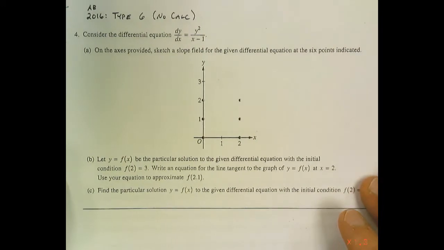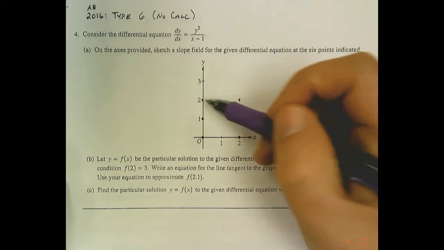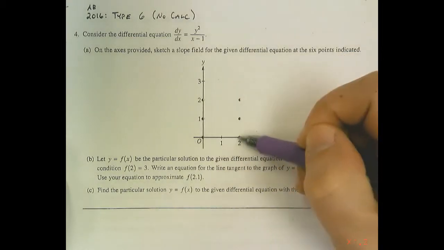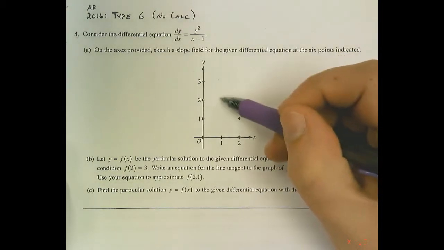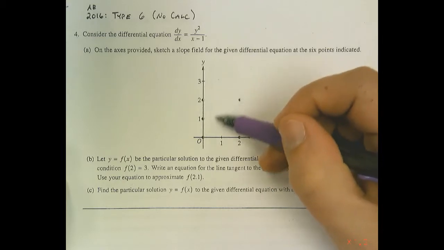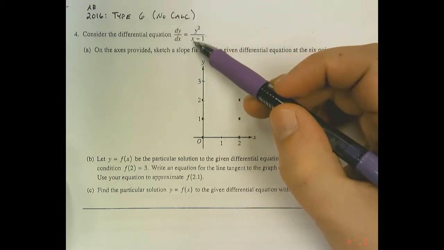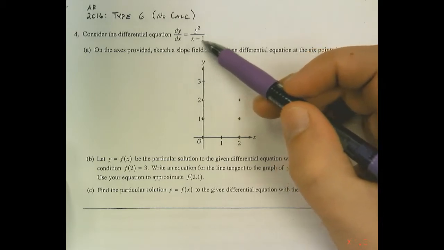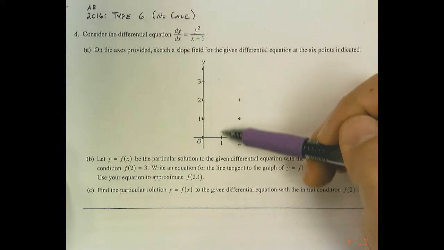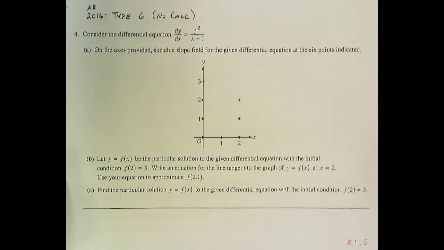So first off, slope fields. We want to sketch the slope at these 6 points. Notice there's no points located at x equals 1, and that makes sense because if we plugged 1 in for x, we would get the divide by 0 error, which means the slope is undefined everywhere where x equals 1. So we're not going to draw the slope there.